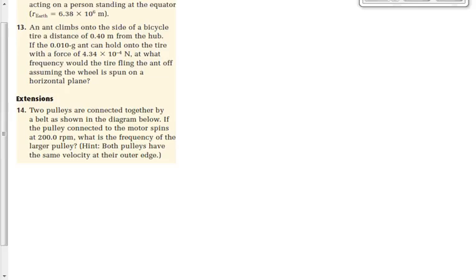Okay, we've got a radius here of 0.40 meters. We've got a mass of 0.010 grams, which, you know what? I don't like moving the decimal place over here. I'm just going to say 0.010 times 10 to the negative 3 kilograms. It's not scientific notation, but that doesn't matter. It's easier just to tack on a 10 to the minus 3. That way we don't have to worry about counting the wrong number of decimal places or whatever. Here's the force that this guy can hang on with.